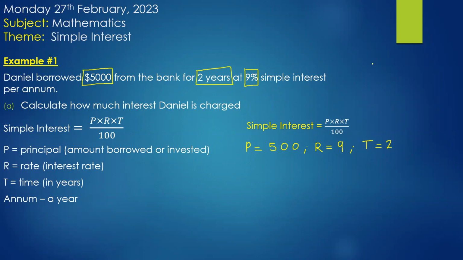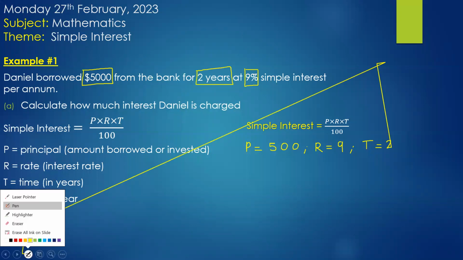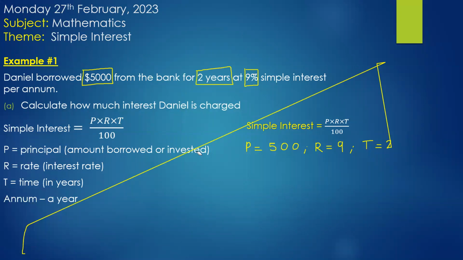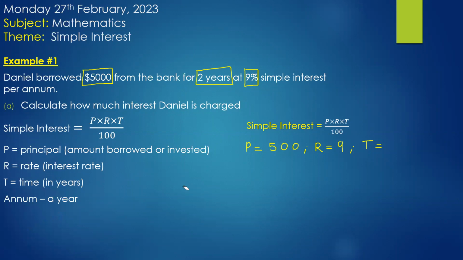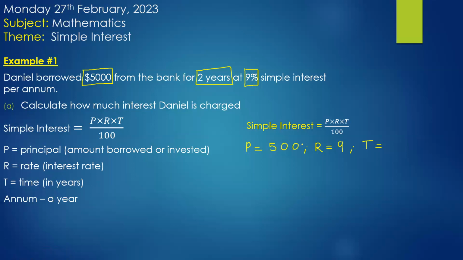All right, hello. I thought it was on $5,000, not 500. Oh, thank you. One moment. 5,000. And then T is 2.